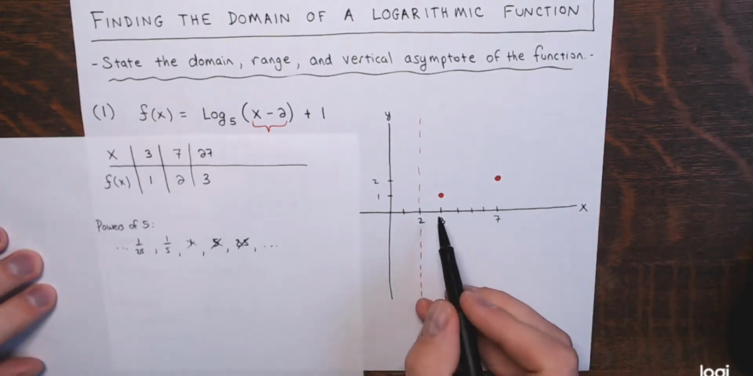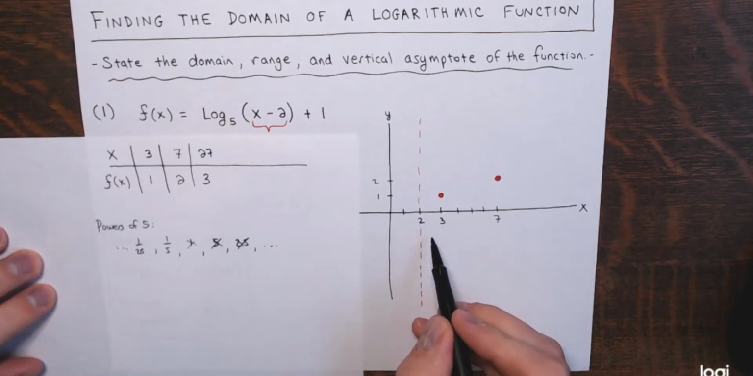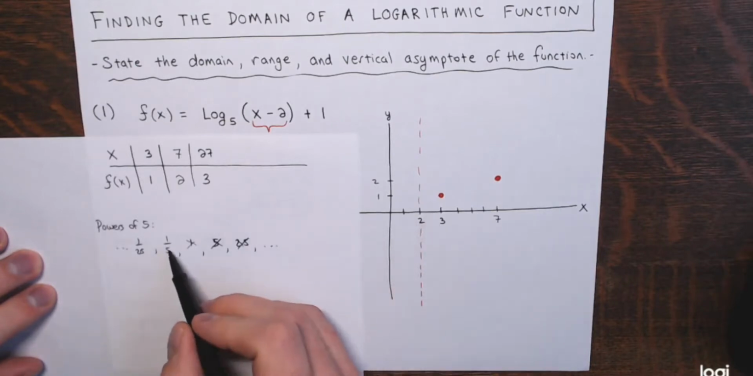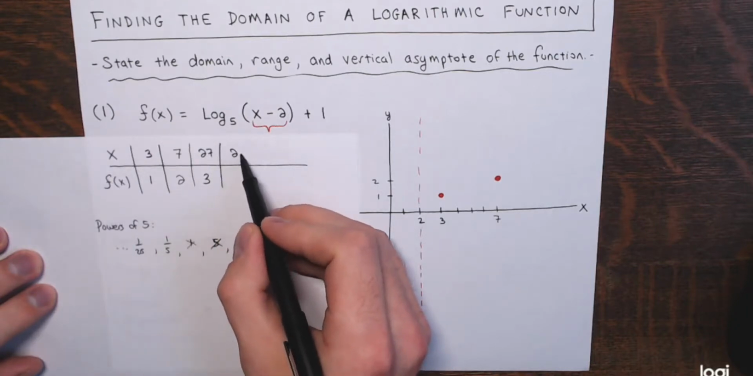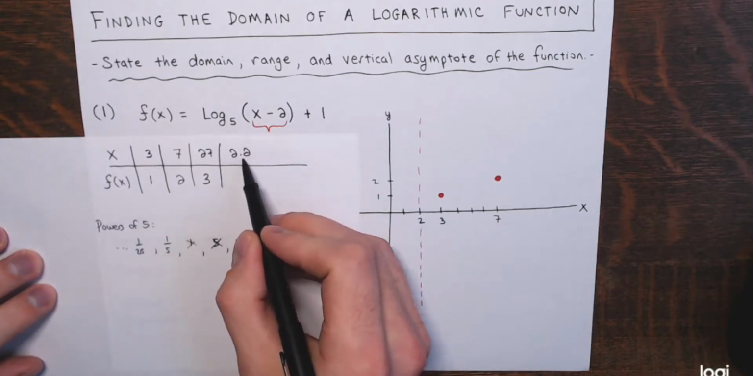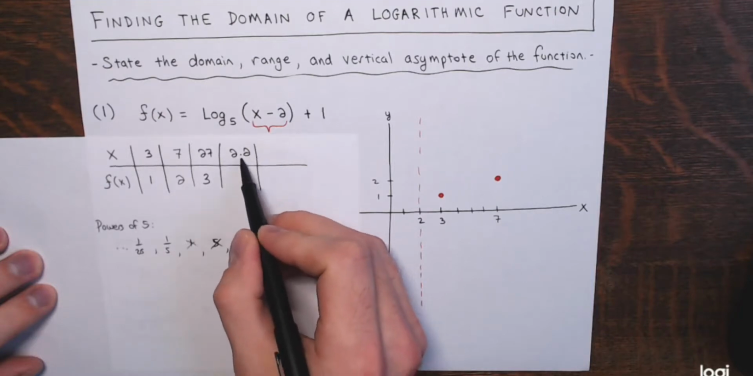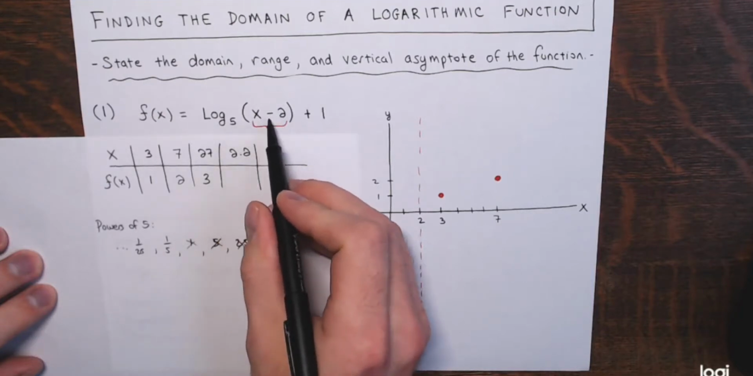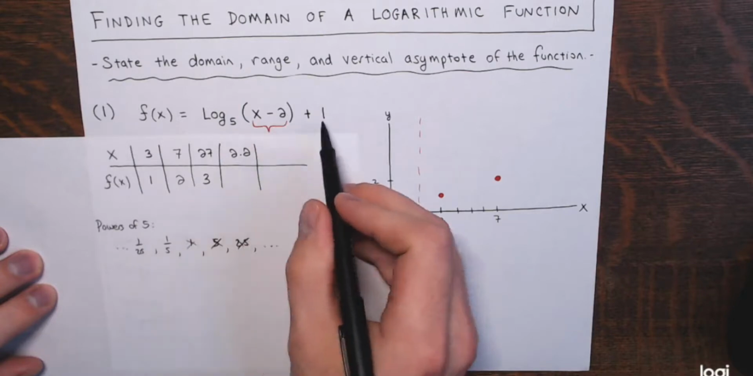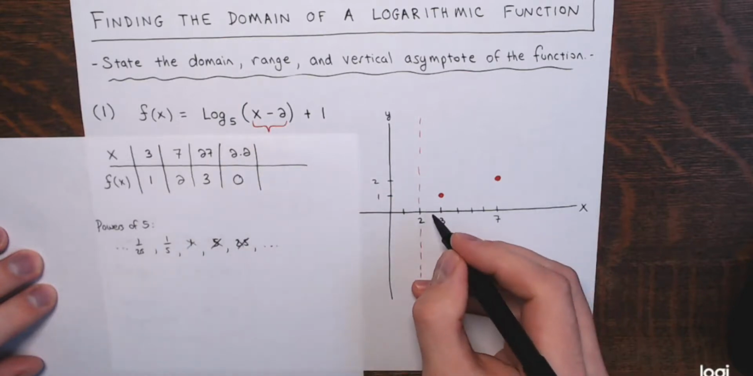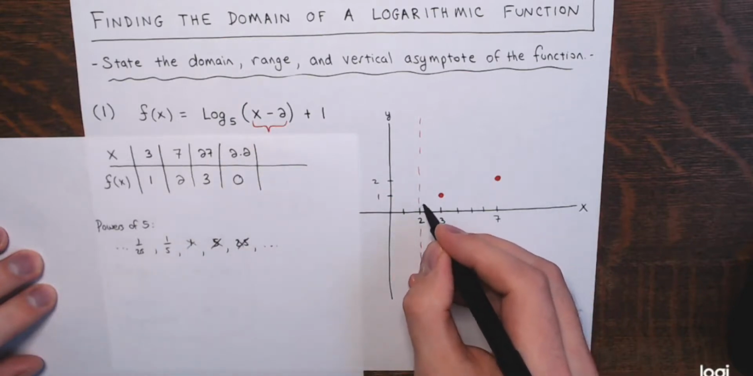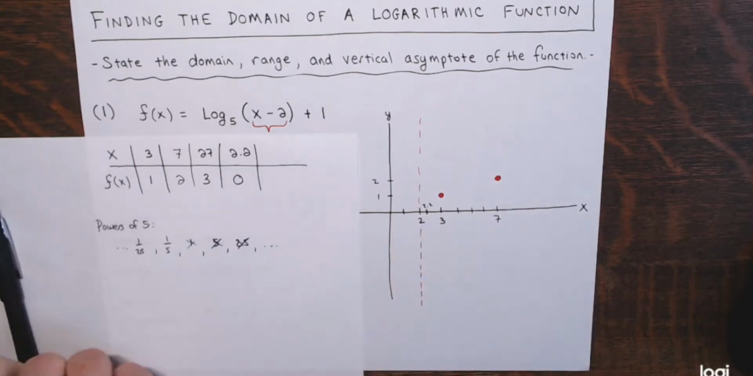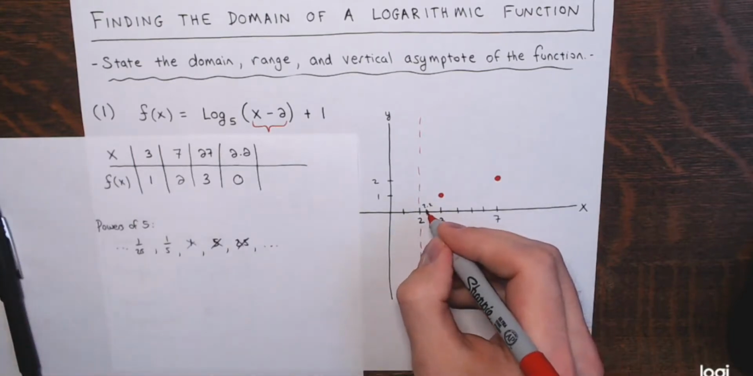But how about between 2 and 3 here? There should be some points, and this is just going backwards. What if I want 1/5? So I plug in 2 and 1/5, or 2.2, for x. You get the log base 5 of 1/5, which is negative 1, plus 1 is 0. So here's 2.2, or 2 and 1/5, and then the 0.